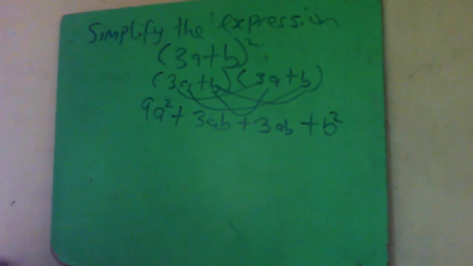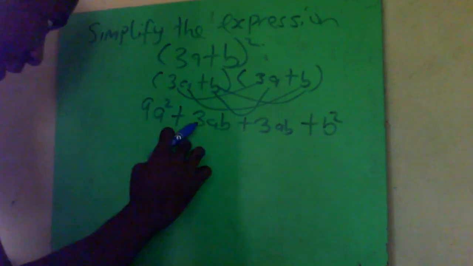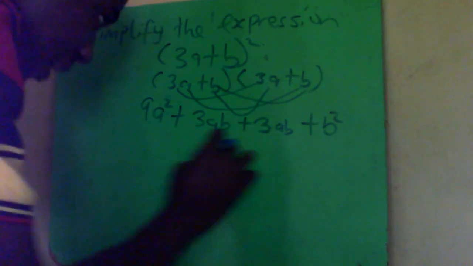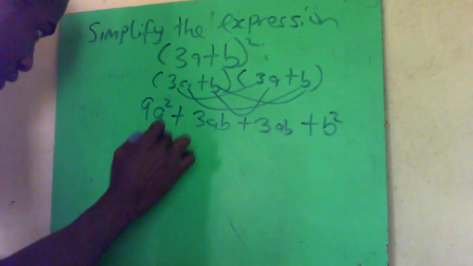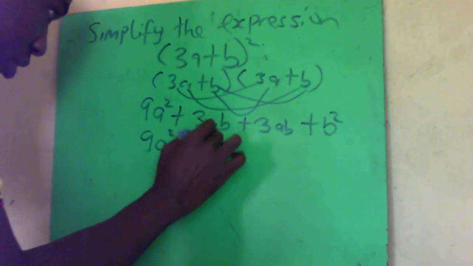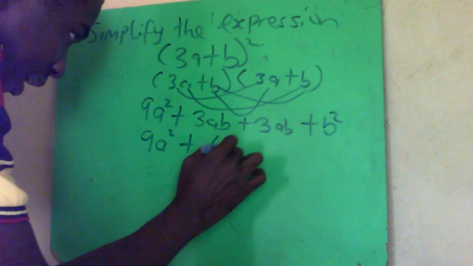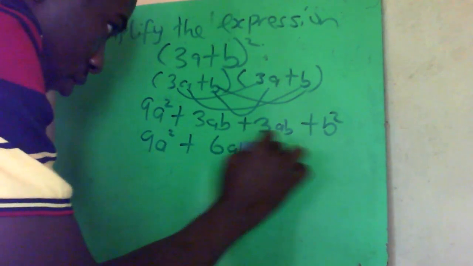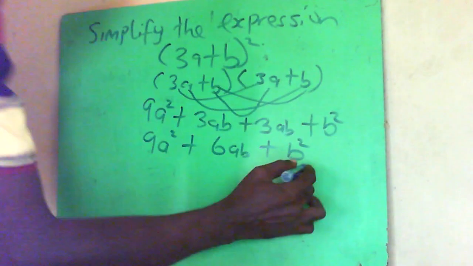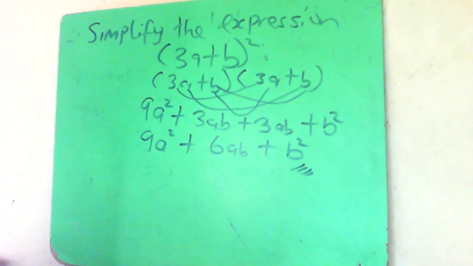We're going to move to another stage now. Now we have 9a squared plus 3ab plus 3ab then plus b squared. Now if you check this, 3ab and 3ab, they are alike. So you put them together. You have 9a squared plus, when you add this together, we have 6ab then plus b squared. Now that becomes our final answer.